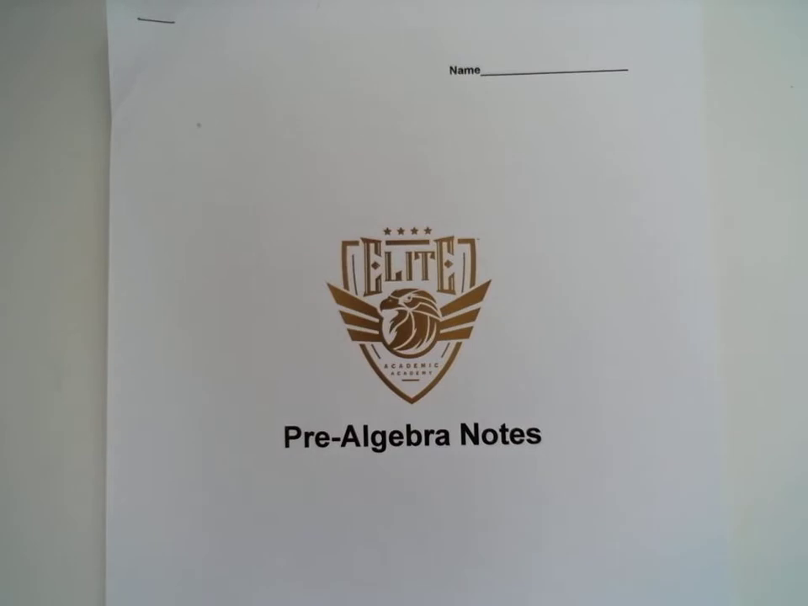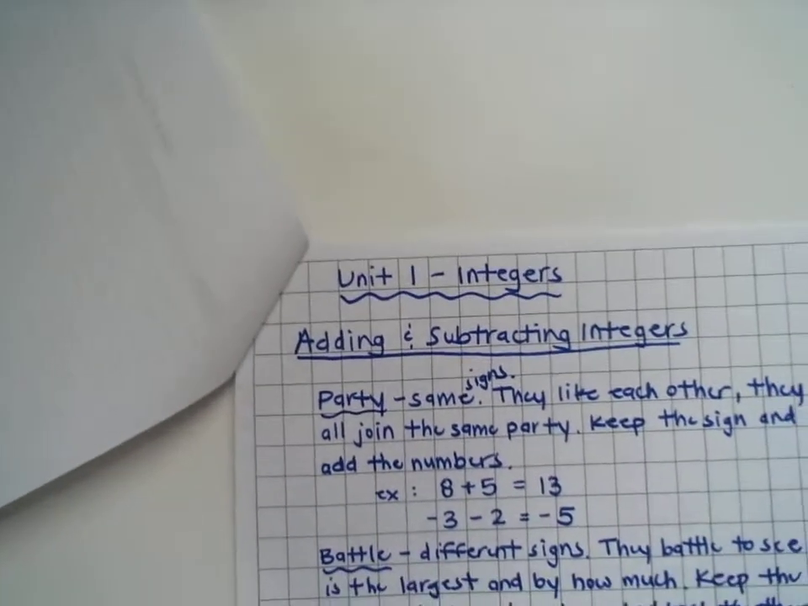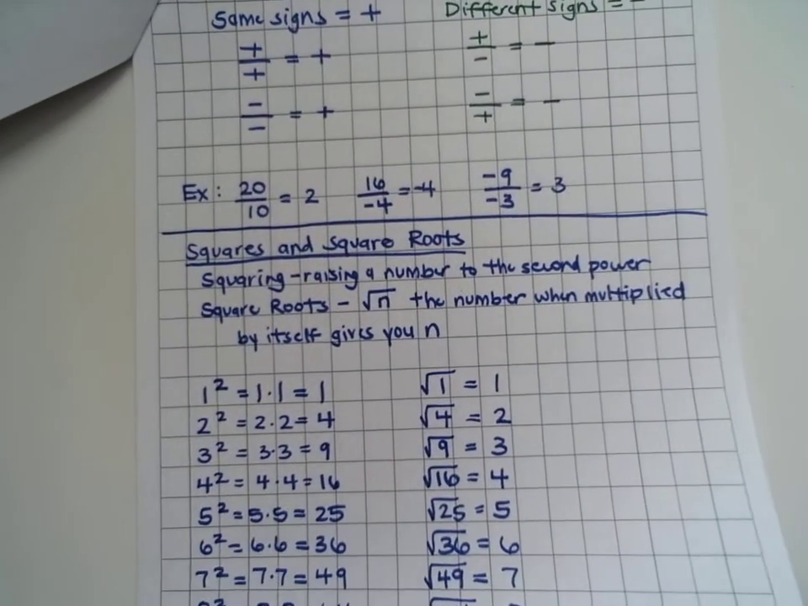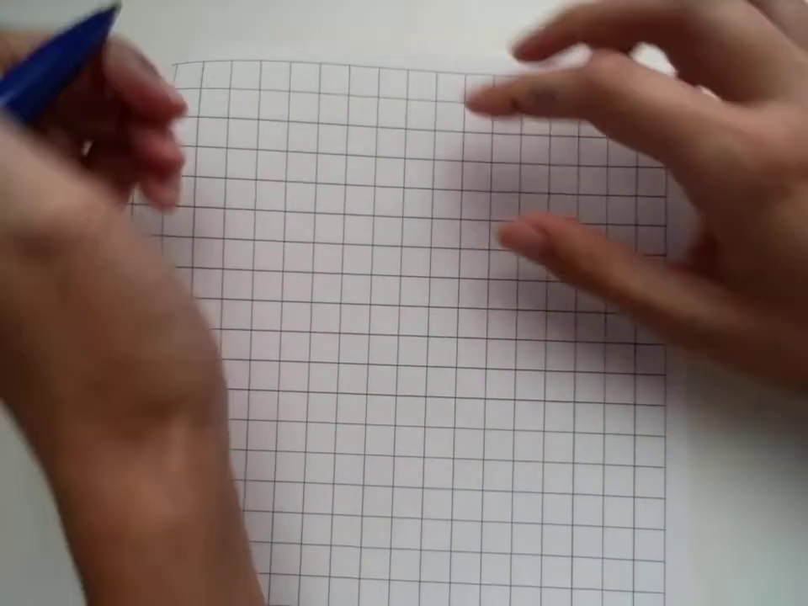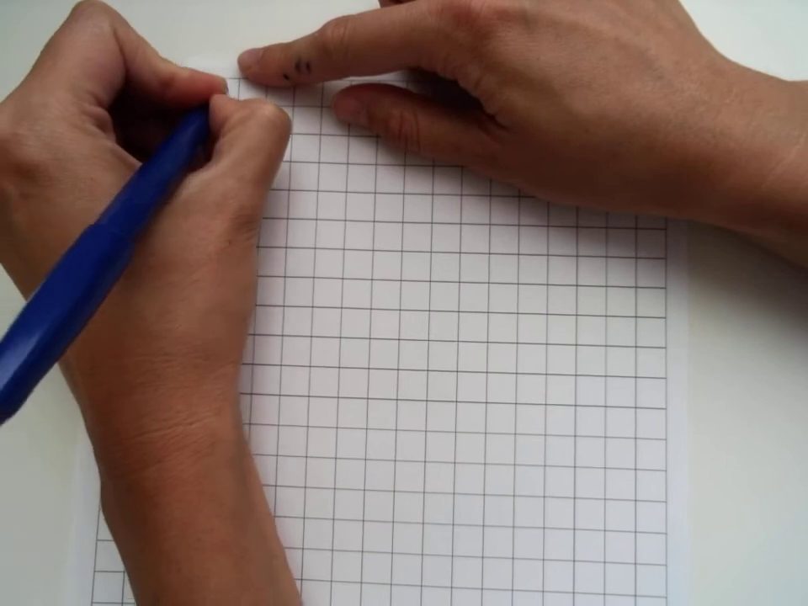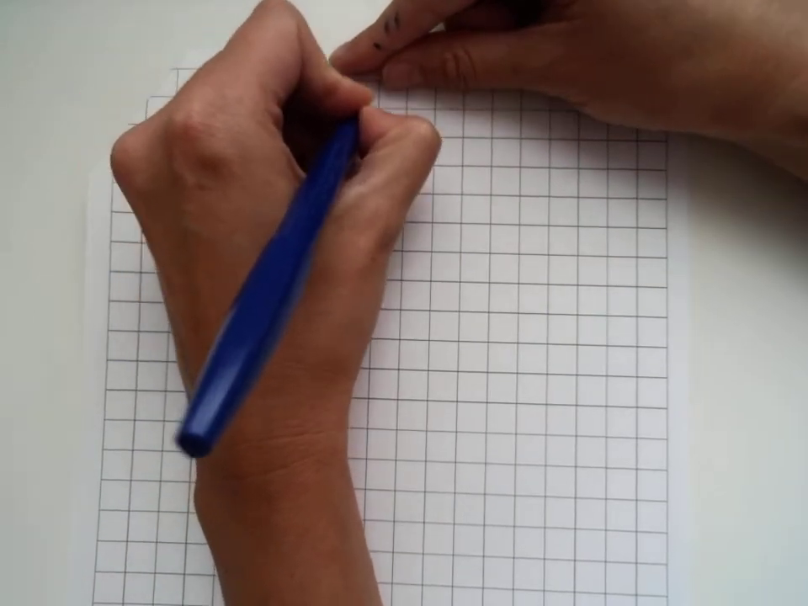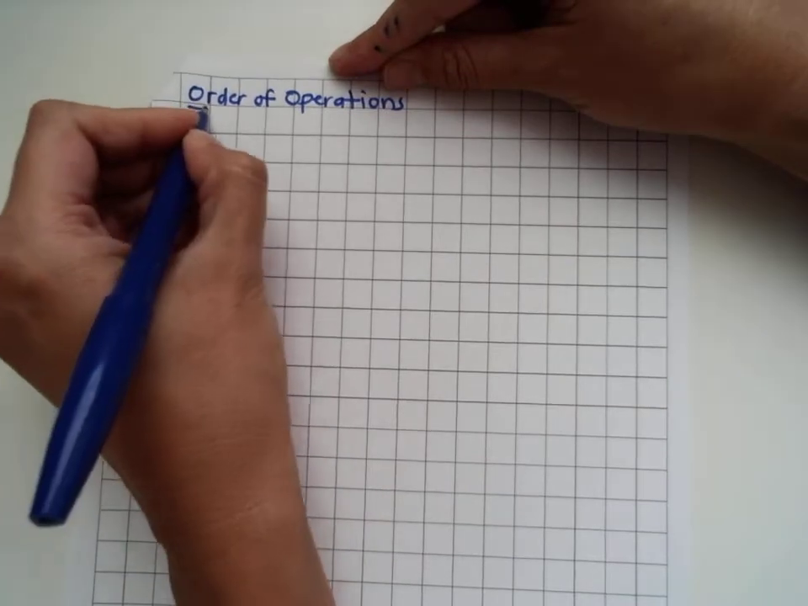So go ahead and open up your pre-algebra notes packet, beginning where we left off last time at squares and square roots. We finished that page, so you're going to want to flip to the next page and copy down these notes for order of operations. So again, just a little refresher. I know you guys all know this.